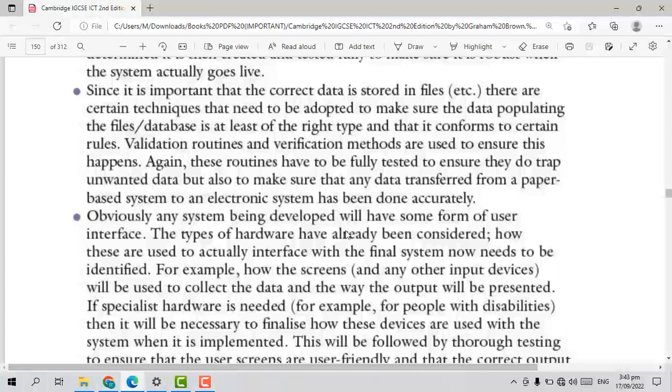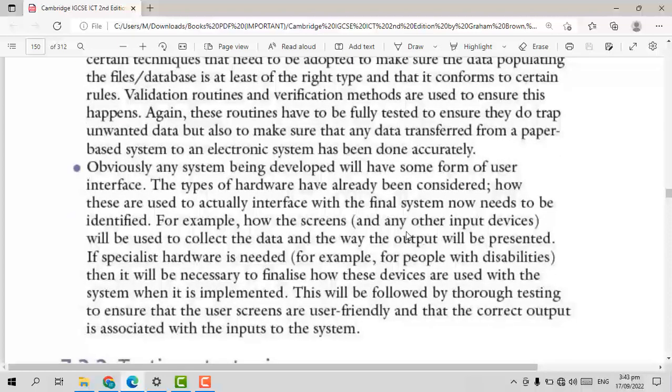So obviously any system being developed will have some sort of user interface. The types of hardware already have been considered. What are we going to need? Laptops, tablets, the types of hardware. How these are used to actually interface with the final system now needs to be identified. For example, how the screens or any other input devices, for example, some systems require a barcode reader, some systems require a camera for a face recognition security system, or a fingerprint device, and so on, we will use to collect the data and the way the output will be presented.